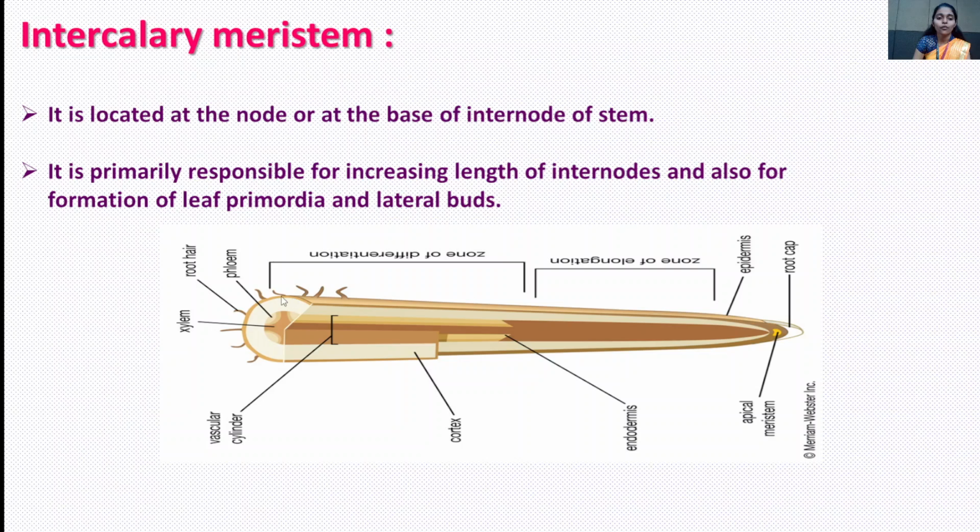This zone of differentiation and this zone of elongation. These are the epidermis, root cap, apical meristem, endodermis, cortex, vascular cylinder, xylem, phloem, and root hair.